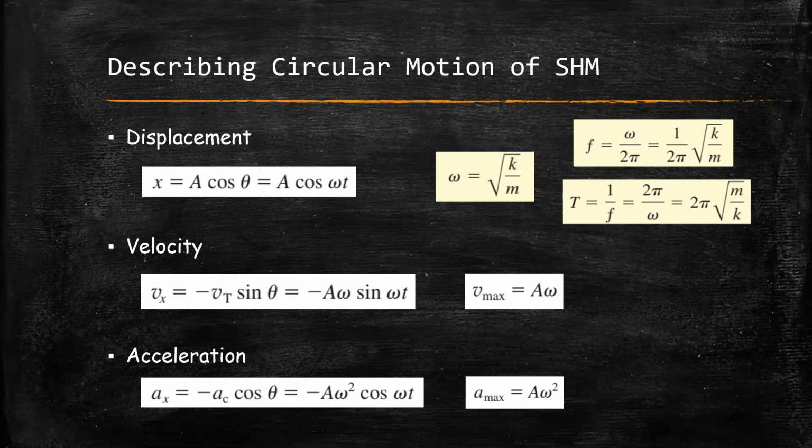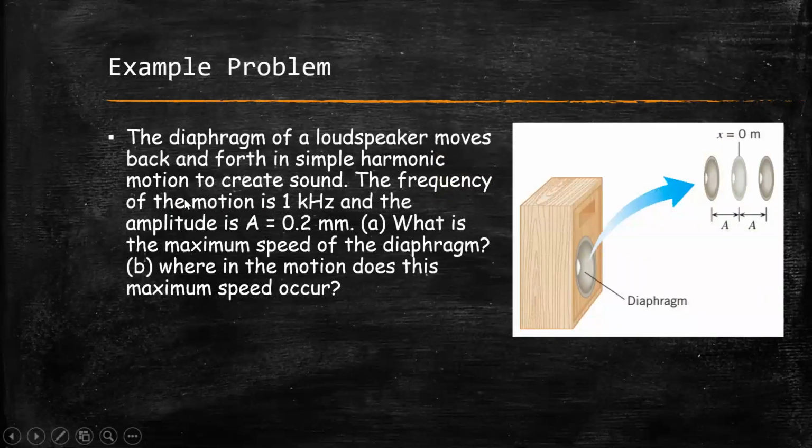Now let's try to apply these formulas and equations in a problem. Let's say we have a diaphragm of a loudspeaker that moves back and forth in simple harmonic motion to create sound. The frequency of the motion is 1 kHz and the amplitude is 0.2 millimeter. What is the maximum speed of the diaphragm? Where in the motion does this maximum speed occur?